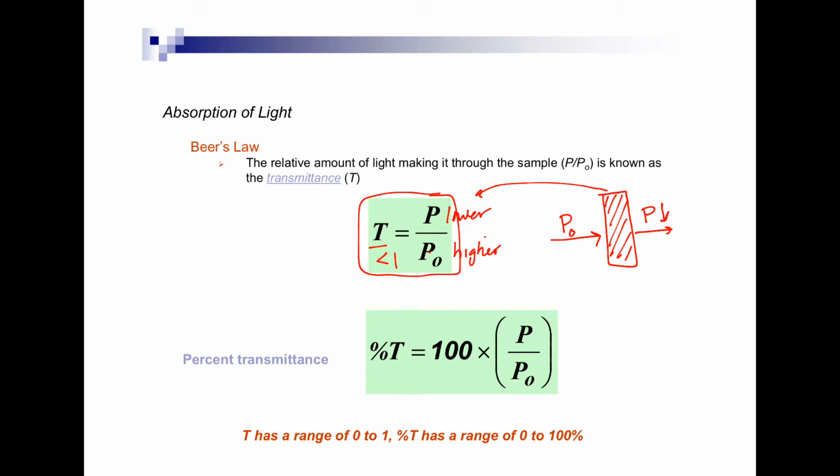So our transmittance is always going to be lower than 1, and we don't want it to be 0, because 0 would mean that no light made it through the sample, right? So we want some kind of transmittance between 0 and 1, closer to 0. That would mean that our sample was very sensitive to light and absorbs a lot of light, and that would mean that the molar absorptivity would be high.